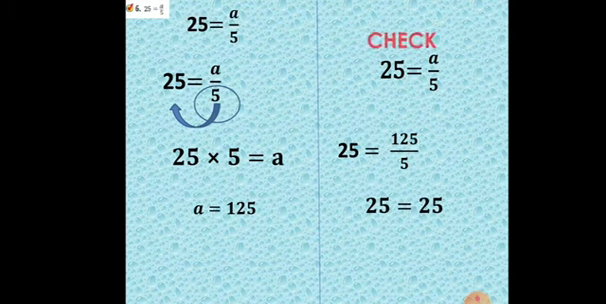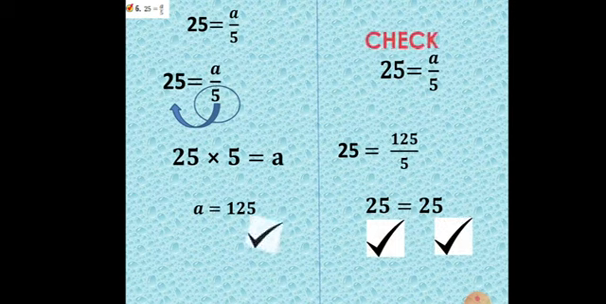Divide and check. Do the long division and check whether 125 divided by 5 is 25. Yes, you will get 25. So that means our checking is right, as well as our answer is right too.